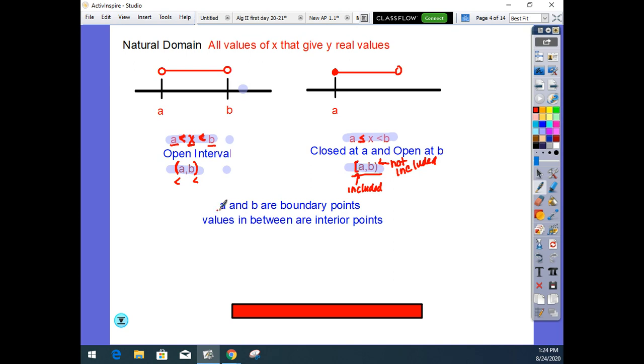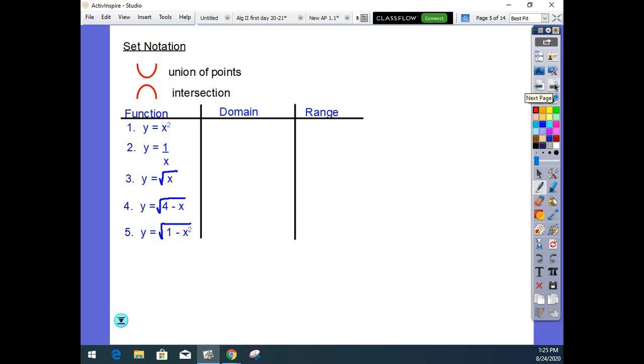Okay, we call A and B boundary points. Everything in between, interior points. Sometimes we use union. Very rarely do I use intersection, but we're going to use this U a lot. And you'll see here in just a second. All right, you might want to get your graphing calculator out. Graphing stuff without a calculator will be important this year, but we'll also have the calculator to help us when we get stuck.